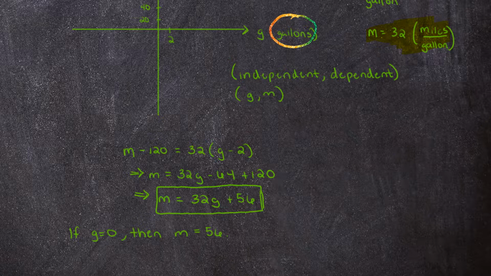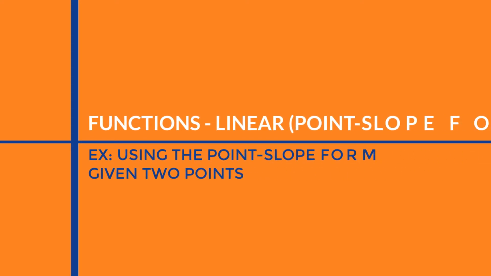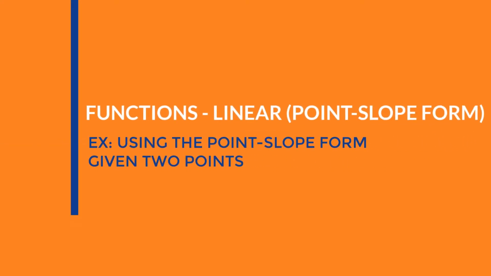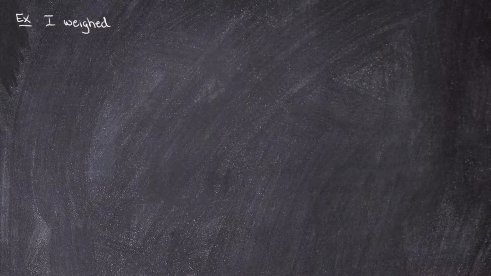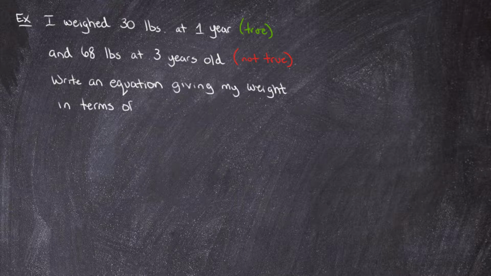Now let's take a look at what happens if they give us 2 points rather than a point and a slope. This is actually the more common use of the point slope form. You use the following technique when dealing with applications. So here's how it works. I weighed 30 pounds when I was exactly 1 year old and 68 pounds at 3 years old. Write an equation giving my weight in terms of my age, if we assume the relationship remains linear.